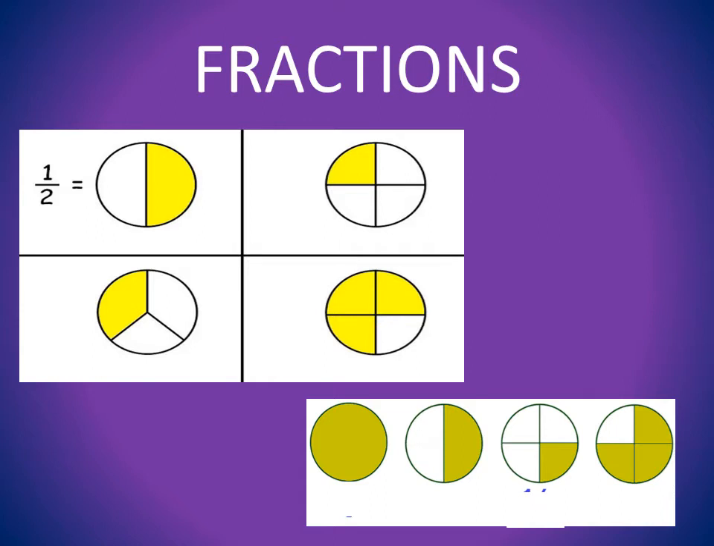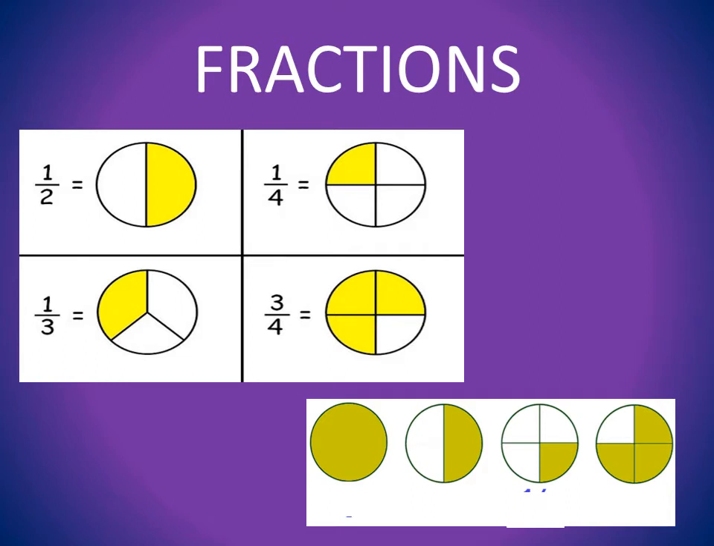Now same way we will go to the next one. Now here the circle is being divided into three equal parts. So how many are being shaded? Only one is being shaded. So the fraction will be 1 upon 3. Now just give the answer for the next one. It is, yes, 1 upon 4. Next one. Now here the shaded portion is 3. 3 parts are shaded. So it will be 3 upon 4.